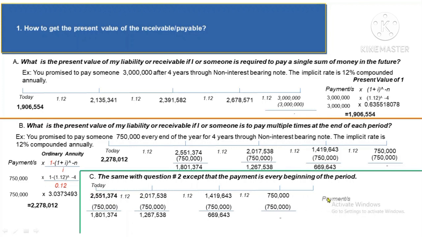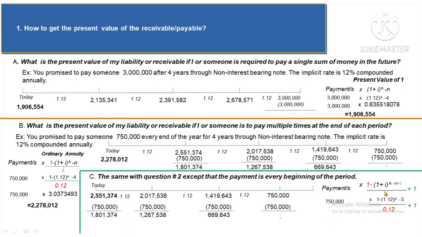2,551,374 by multiplying payments with 1 minus 1 plus i raised to the power of negative n over i. The same with this one. However, we are going to add two elements. One of them is the plus 1 here in the negative n and the final plus 1. So let's substitute. We have 1 minus 1.12 raised to the power of negative 3 instead of negative 4 because of this plus 1, over 0.12, plus 1. And then you multiply that with the payments of 750,000.